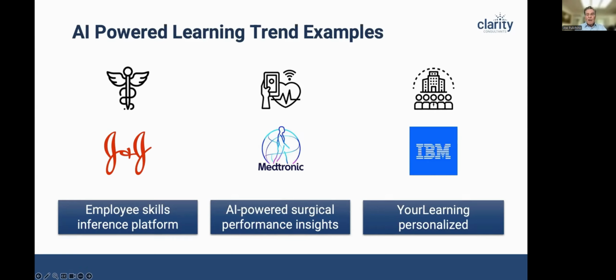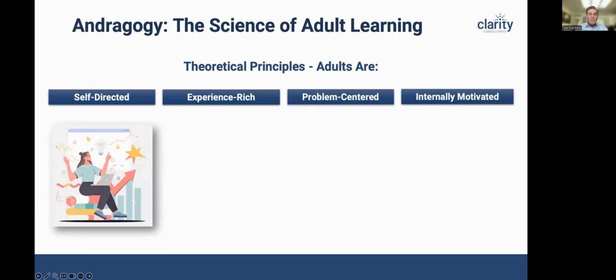Medtronic uses AI-based performance insights to personalize training, analyzing surgical videos to pinpoint a skill where a surgeon needs improvement, then tailoring practice modules accordingly. This approach, personalized experiential learning, is really at the cutting edge of the AI trend in L&D. IBM uses an internal learning platform powered by AI to recommend courses tailored to each employee's role, skills, and career goals. 3 approaches that all use AI to put the learner in the driver's seat. It's andragogy in action. That's right.